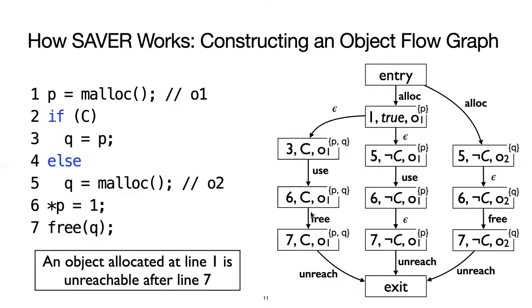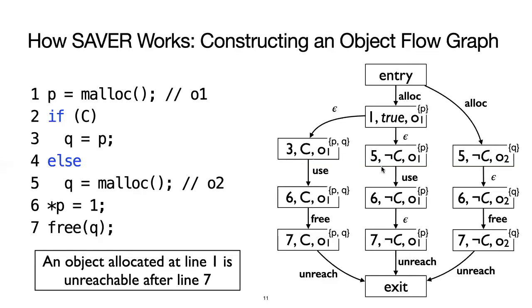An edge represents the control flow of a program labeled with events that could occur for the destination object. For example, this edge indicates that the object is freed when it flows from line 6 to 7 under the condition C. Here, an epsilon label indicates that no event occurred. This way, the object flow graph summarizes the behavior of a heap object.